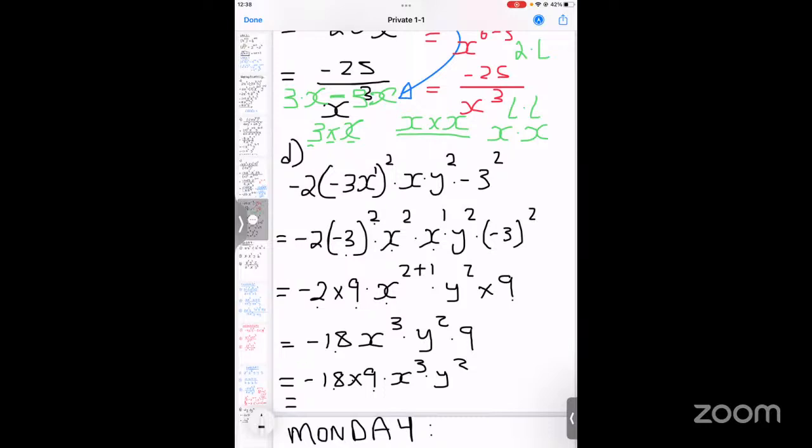It will be negative 162. Wait, what is it going to be? Negative 162 dot x to the power of 3, y to the power of 2. Yes, that and then that to the power of 2 there.